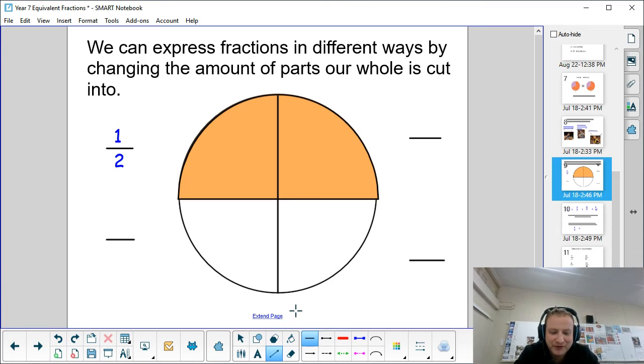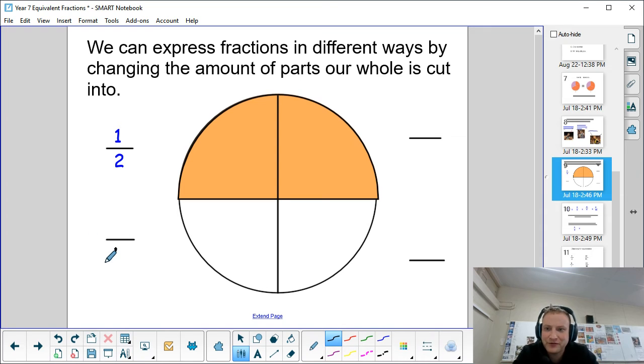But now we're dealing with a fraction where my whole is cut into 4 pieces instead of 2, right? That means that an equivalent fraction is out of 4 instead of being out of 2. And if I look at how many is shaded in, it's 2, right? So my fraction looks different. There are different numbers involved, but the actual size of the fraction hasn't changed. I've just got more pieces, right? I've got more pieces in total, so I need more shaded in.